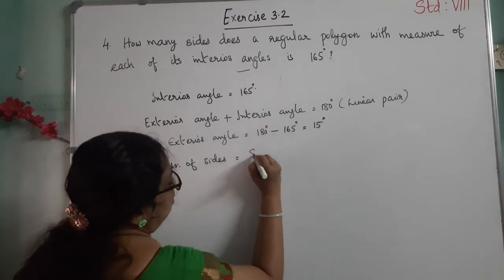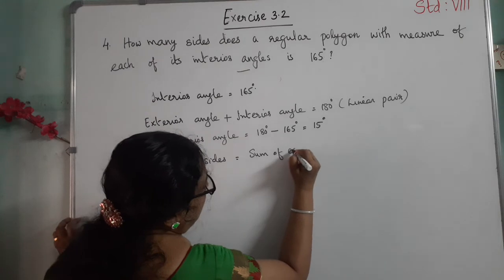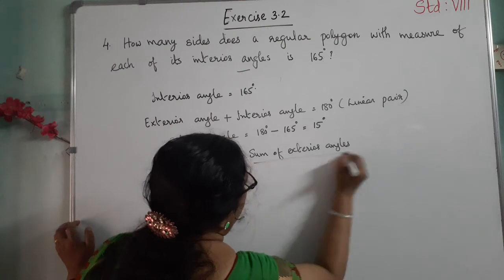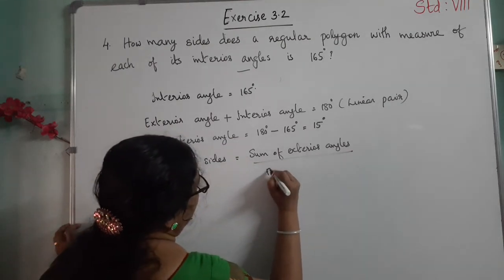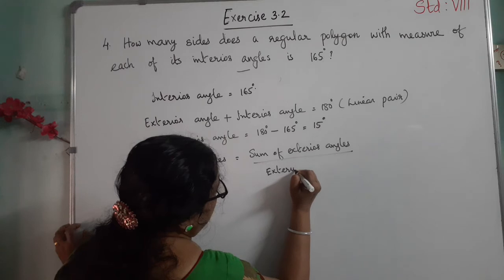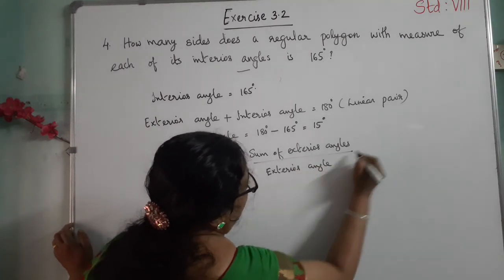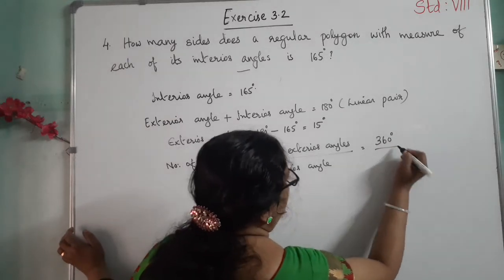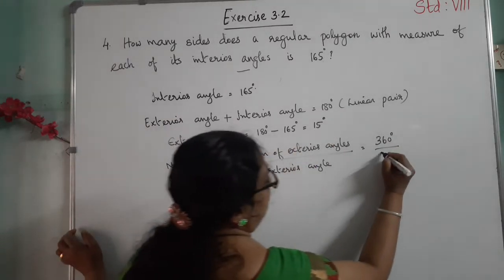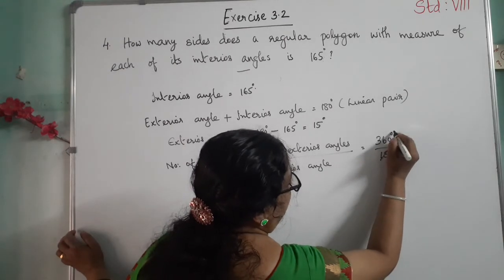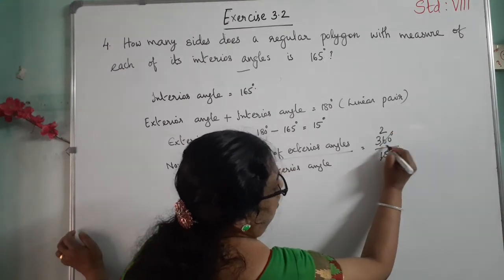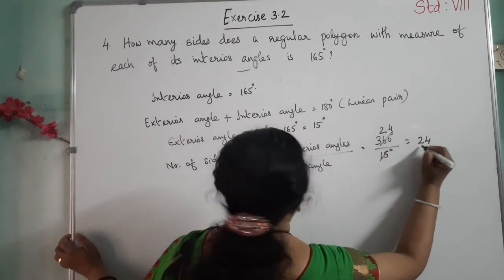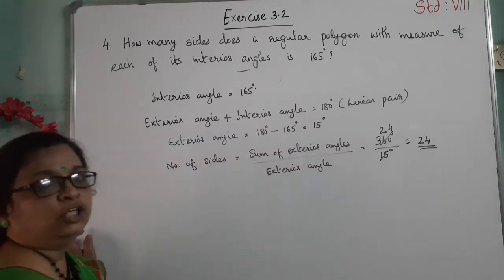The number of sides is equal to the sum of exterior angles divided by one exterior angle. We know the sum of exterior angles is 360 degrees, divided by one exterior angle, which is 15 degrees. So we can cut: 15 times 2 is 30, then 60, that is 4 times, so it is 24. So the number of sides is 24.